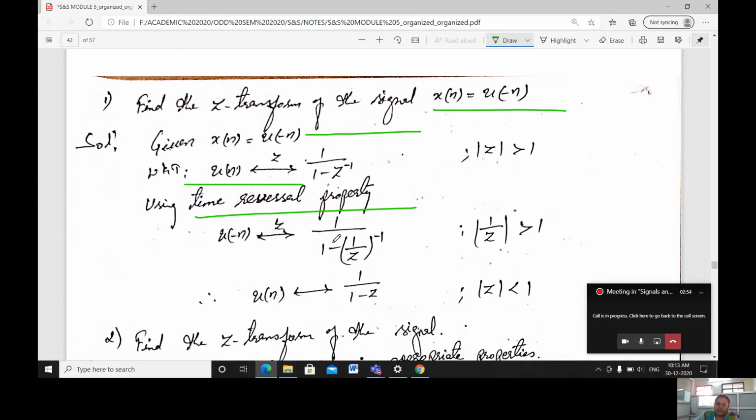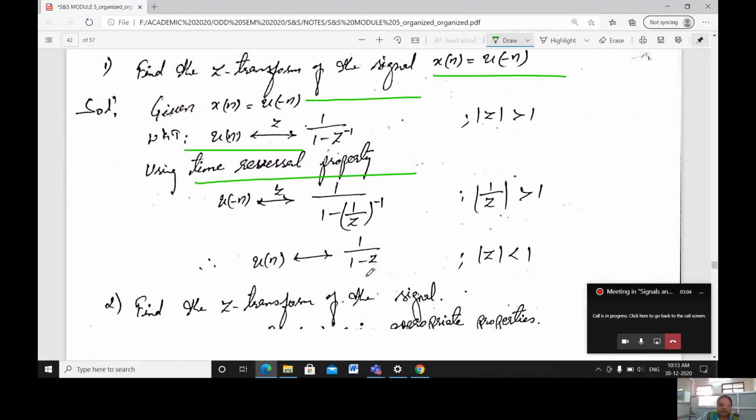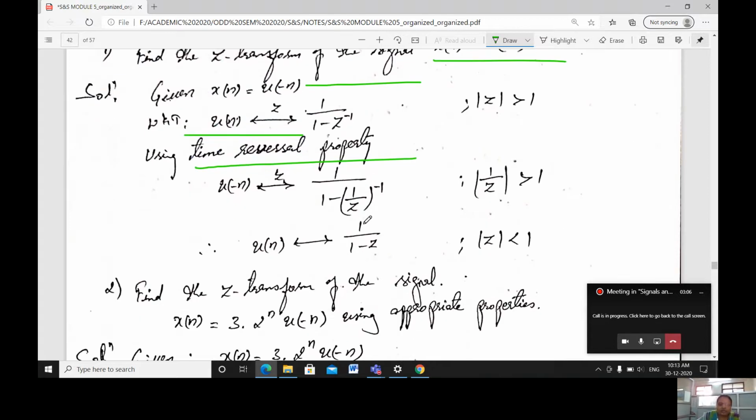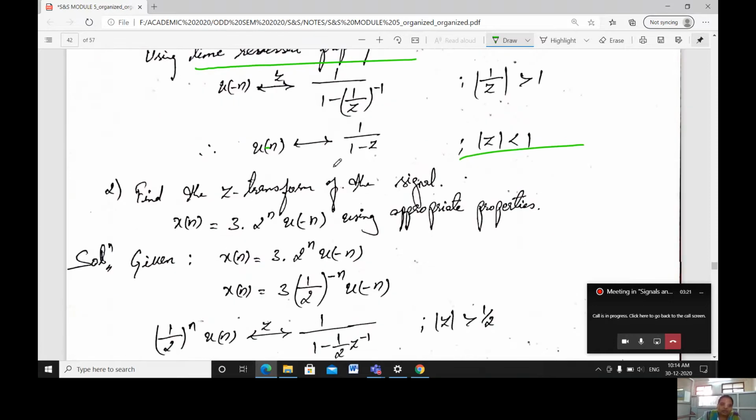Therefore, 1 divided by 1 minus 1 divided by Z power minus 1, where mod of 1 by Z is greater than 1. Here the Z transform of u of n is 1 divided by 1 minus Z inverse, and for u of minus n, it is 1 divided by 1 minus Z, where mod of Z is less than 1. This is one problem.